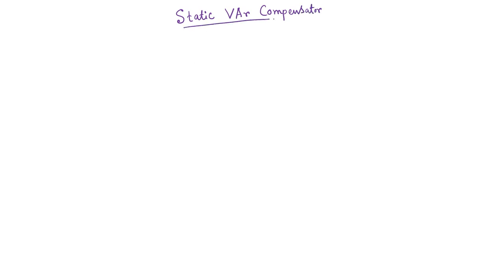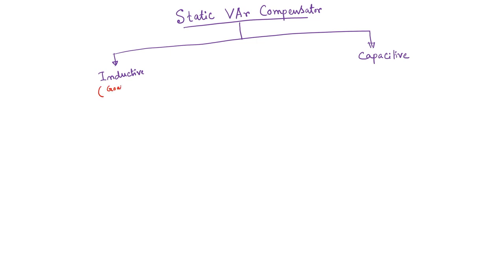Here var stands for reactive power. If we categorize it, there will be two different types. One is the inductive type of static var compensator, another is the capacitive type of static var compensator. In the inductive type, the goal is to absorb reactive power. In the capacitive type, the goal is to deliver or produce reactive power.